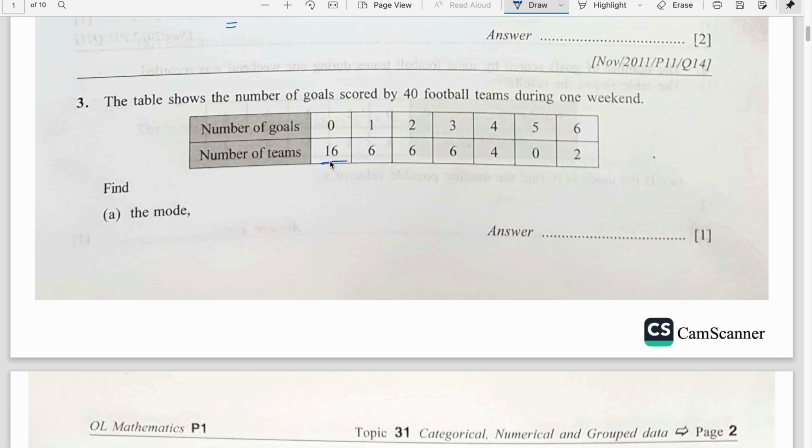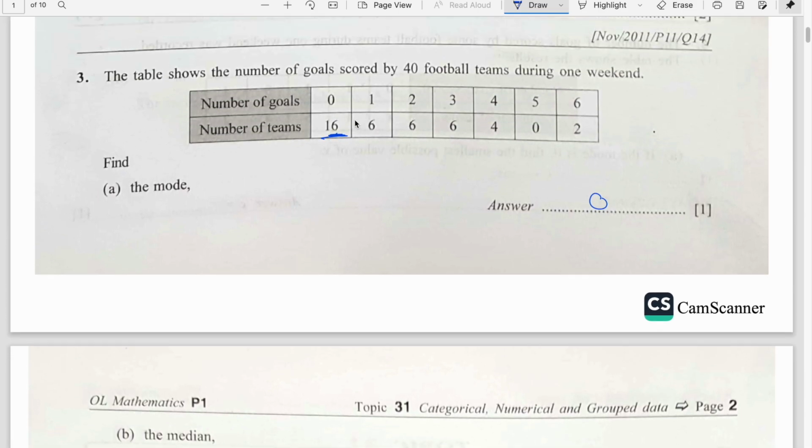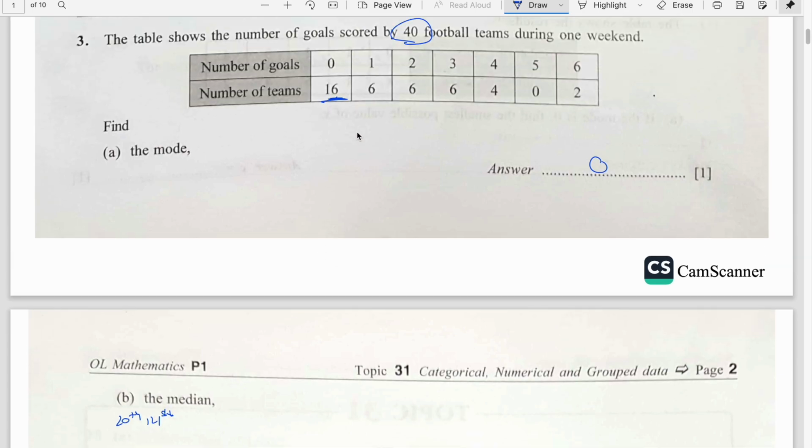Question number 3. Modal class. Mode is opposite to 16. 16 is the highest frequency, so the mode is 0. Median. Now we know that these are 40, and we know the middle would be the 20th and 21st. Now we come back to this and see which one is the 20th. How many numbers are these?